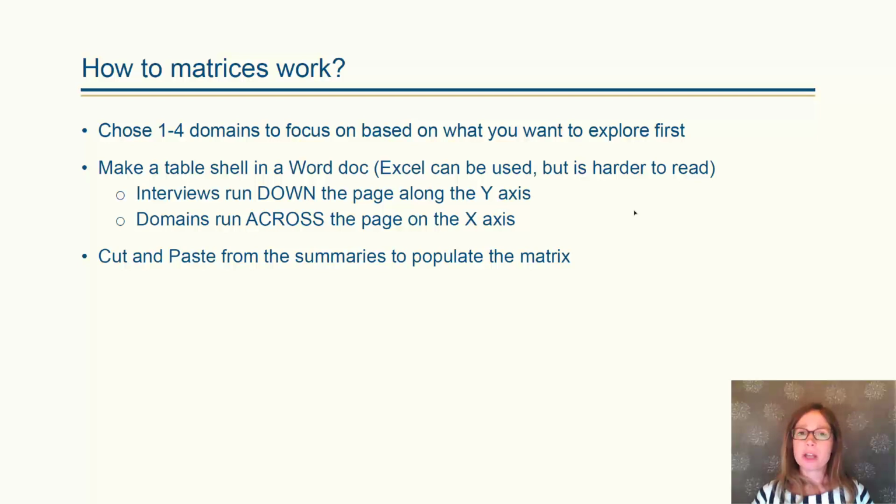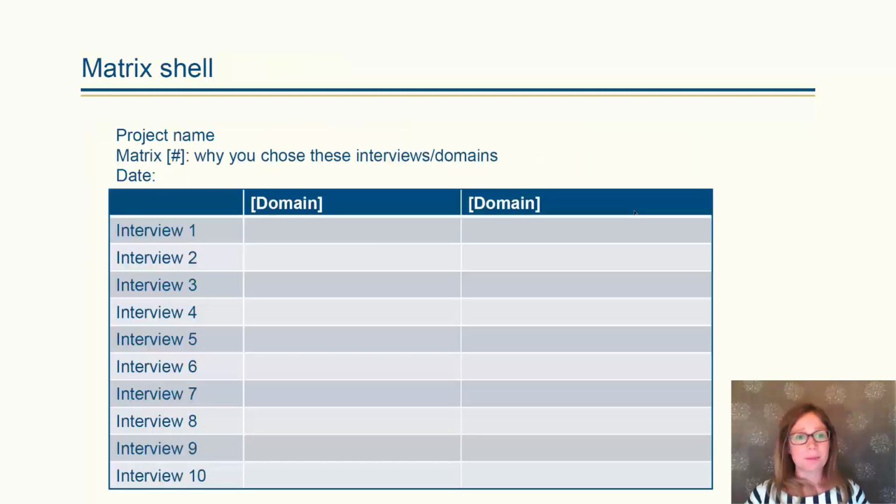You're going to make a table shell in a Word doc. You can use Excel. They are harder to read. So I try to stick to Word if at all possible, just because Excel wasn't designed to display a lot of text. The interviews are going to run down the page along the y-axis, and those domains that you selected are going to run across the page on the x-axis. And then, once you have that set up, it just becomes a cut and paste project from your summaries to populate the matrix.